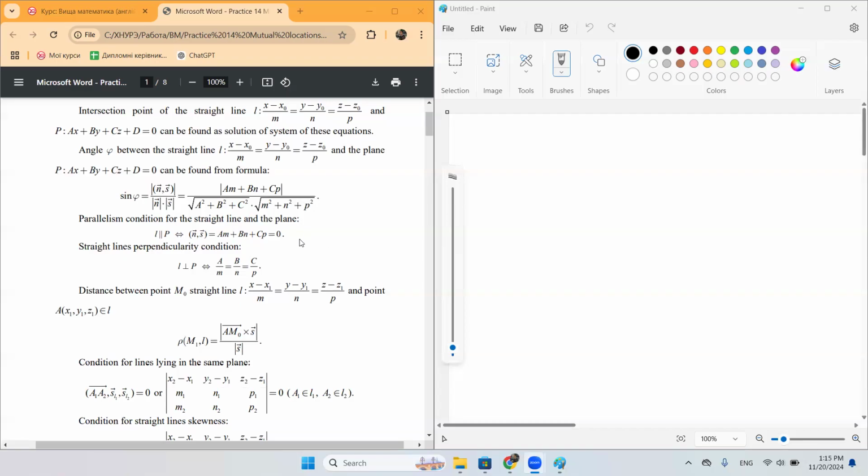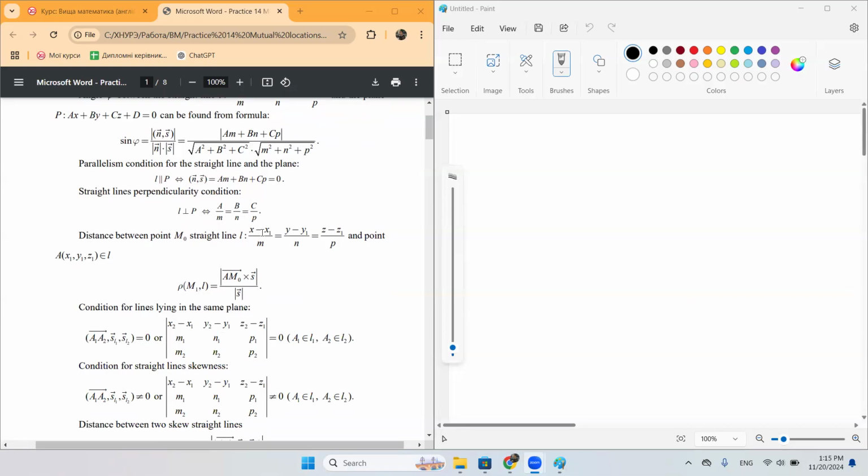So parallelism condition of the straight line and the plane. So a scalar product of normal and direction vectors is zero. So they are perpendicular. So what basically it means. And straight line perpendicularity condition is the following. So coordinates of normal and direction vector are proportional. So that means that normal and direction vectors are collinear.